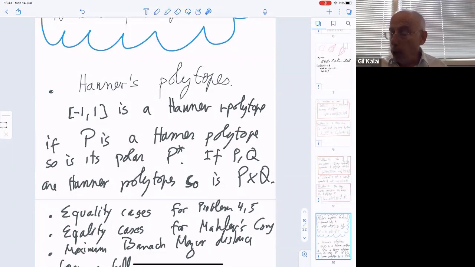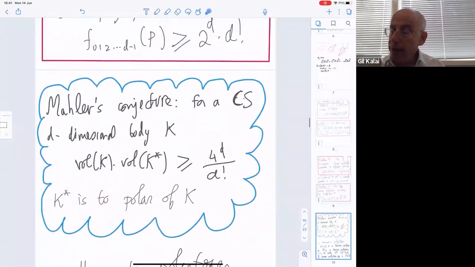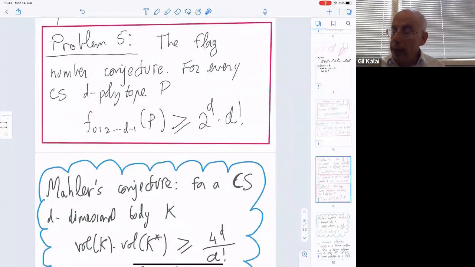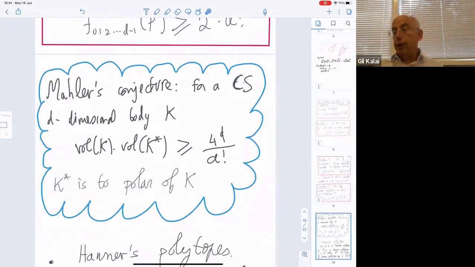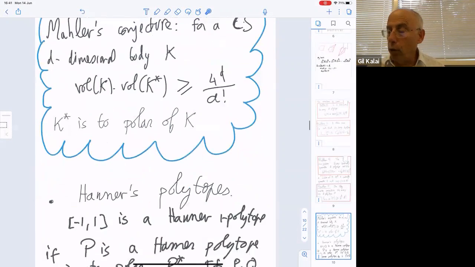It's a rich class of polytopes, and it turns out that every d-dimensional Hanner polytope has precisely 3 to the d non-empty faces. It also satisfies the flag number conjecture as equality, and remarkably, it also satisfies the Mahler conjecture as equality. So if you have a Hanner polytope, the volume of the polytope times the volume of the polar is always equal to 4 to the d divided by d factorial.